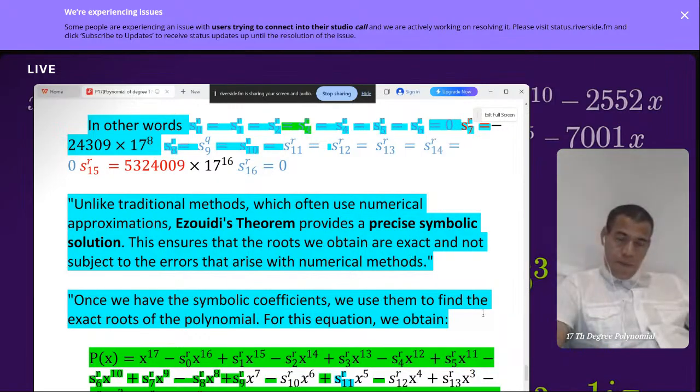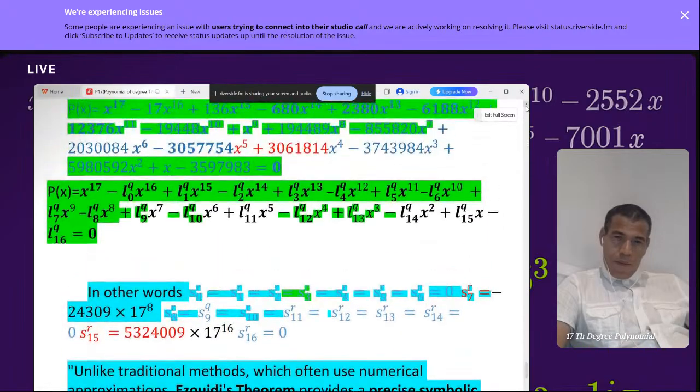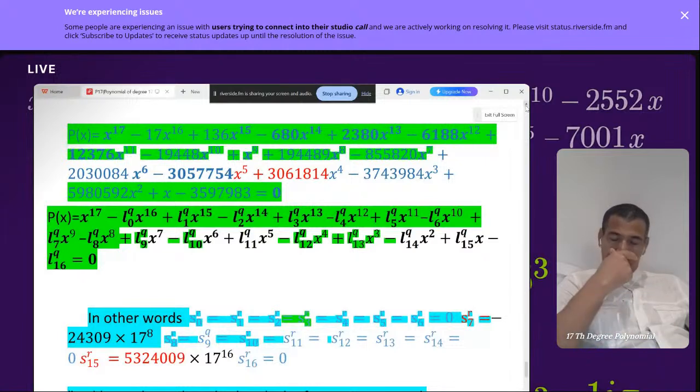Well, that feels like a fantastic place to wrap up this deep dive. We started with this incredibly complex 17th degree polynomial, acknowledged the known limits of classical approaches, and then saw how Ezouidi's theorem, through this recursive symbolic process, just dismantled it into something solvable, yielding exact roots. It's a compelling demonstration of finding structure within apparent complexity.